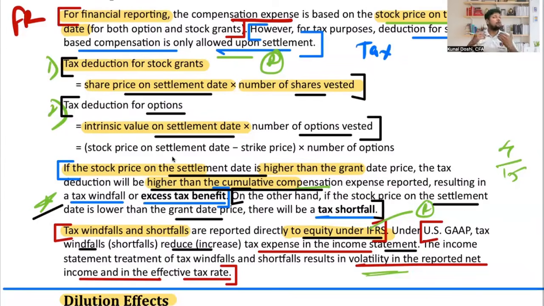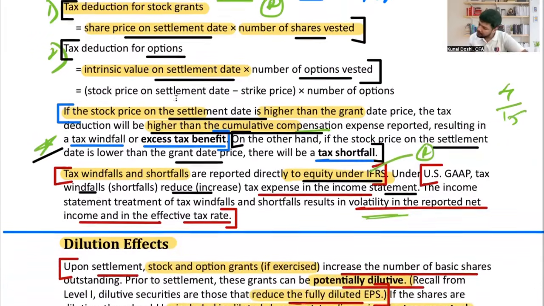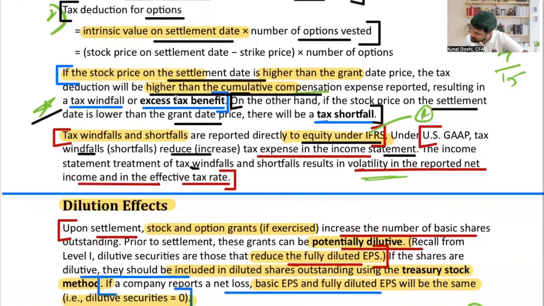So more volatility due to these changes in the stock price is going to be under US GAAP. Are you with me? So this tax windfall and shortfall creates volatility in the income statement under US GAAP, not under IFRS. Clear?